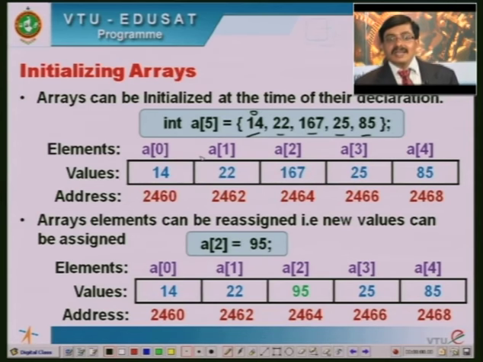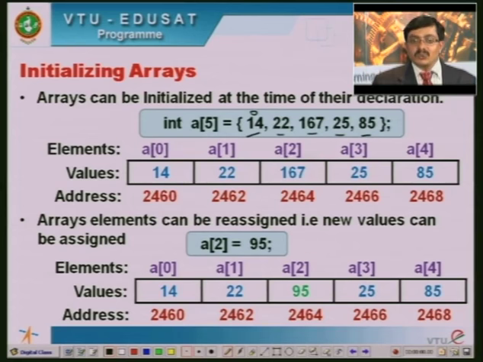And you can note that A is the name of an array, whereas a of 0, a of 1, a of 2, a of 3, a of 4 are the different elements of the array, right. Now, array elements can be reassigned, that is, a new value can be assigned. Directly, sometimes we may need to assign other values for individual elements.